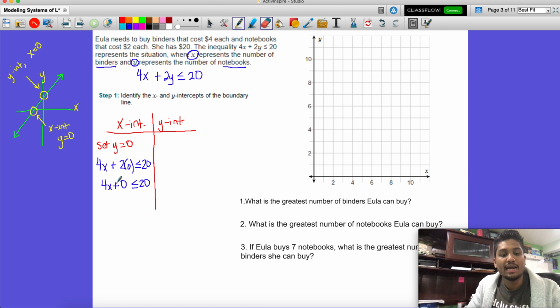Okay, if you add 0 to anything, it stays the same. So 4x is less than or equal to 20. This kind of disappears. Divide both sides by 4, and we get that x is equal to 5.